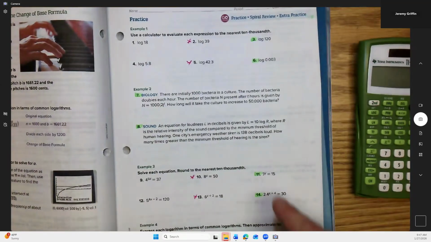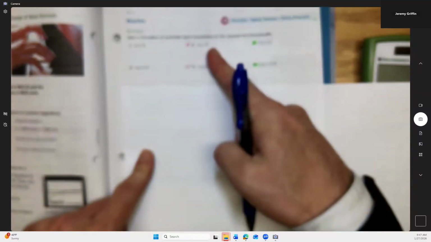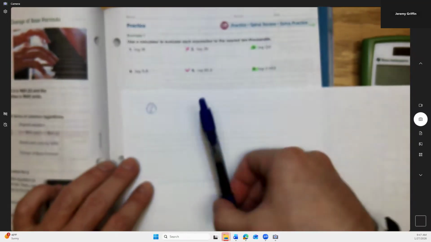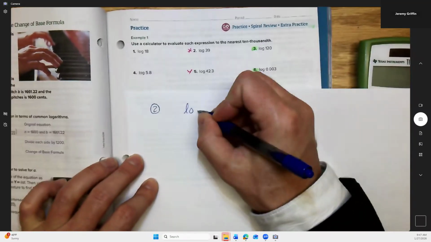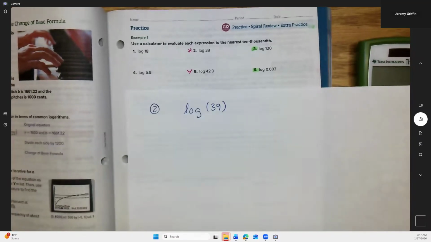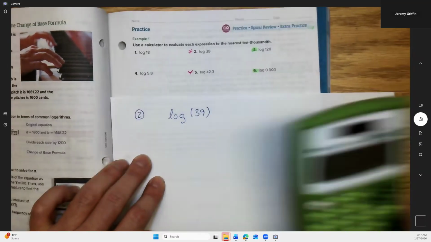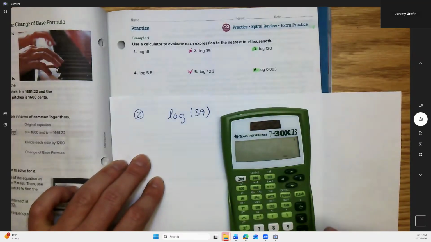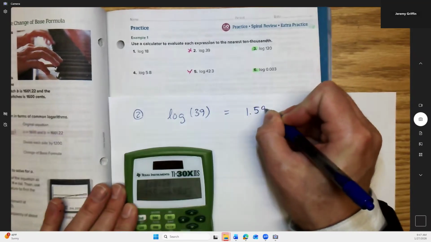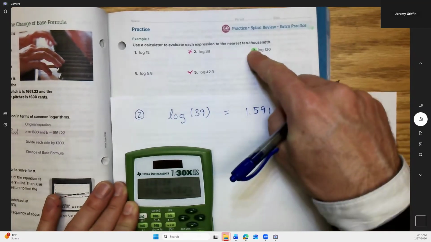Okay. All right, so use the calculator to evaluate each expression. Back to the new notes. Number 2 just says log of 39. Stick that in. So all you have to do here, can you guys figure out the answer? Everybody's calculated, right? Okay, log 39. Are you guys getting 1.591?